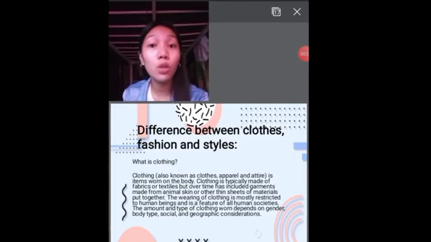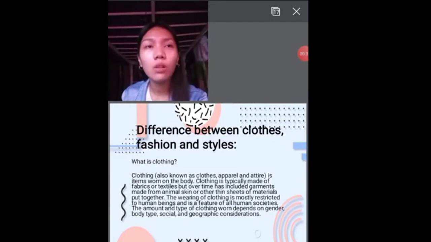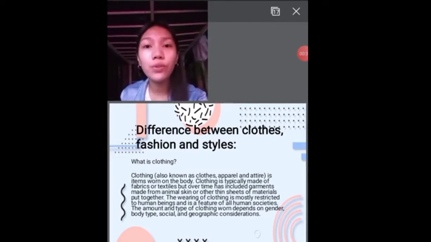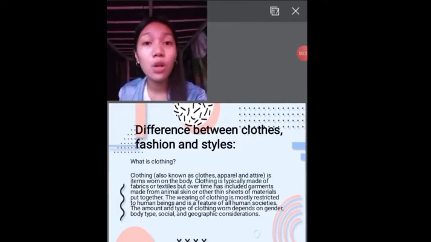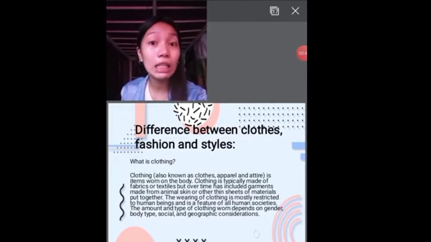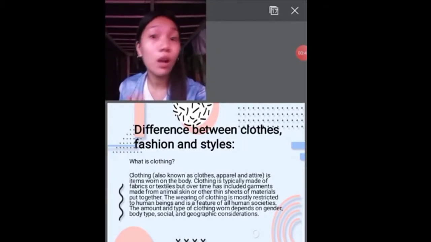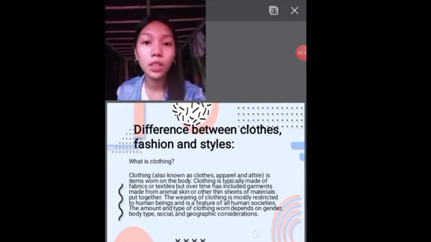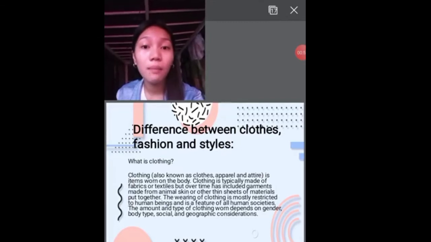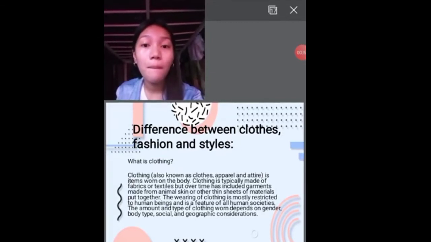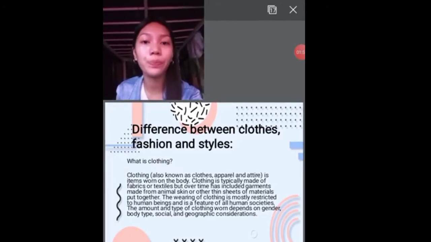Yes, clothes are used for wearing, but I think a cloth may be used for particular purposes. For example, cloth may be used for cleaning, wiping, or even covering something. And then clothing is typically made of fabrics or textile, but over time has included garments made from animal skin or other thin sheets of materials put together.